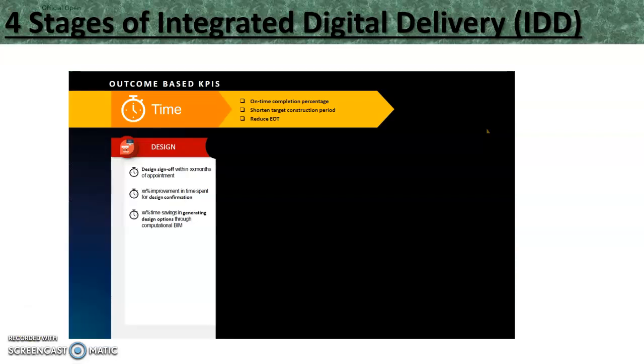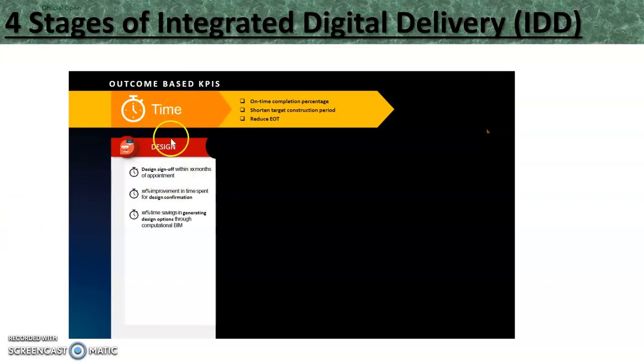This is a more detailed zoom down into what entails outcome-based KPI. Now, let's say the outcome-based KPI is in terms of reduction in time, for example, you want to make sure that you complete on time, or you want to shorten the construction period, or reduce the amount of extension of time, or during the design phase. These are some of the more specific outcome-based outputs that can be achieved in order to ensure that you can meet the overall savings in time.